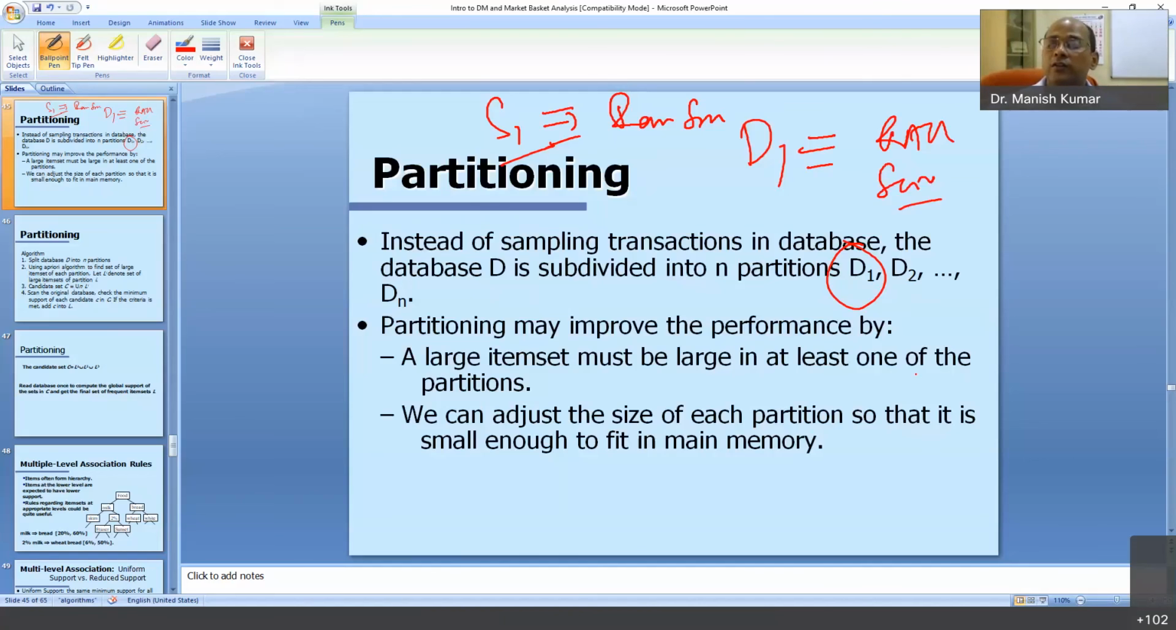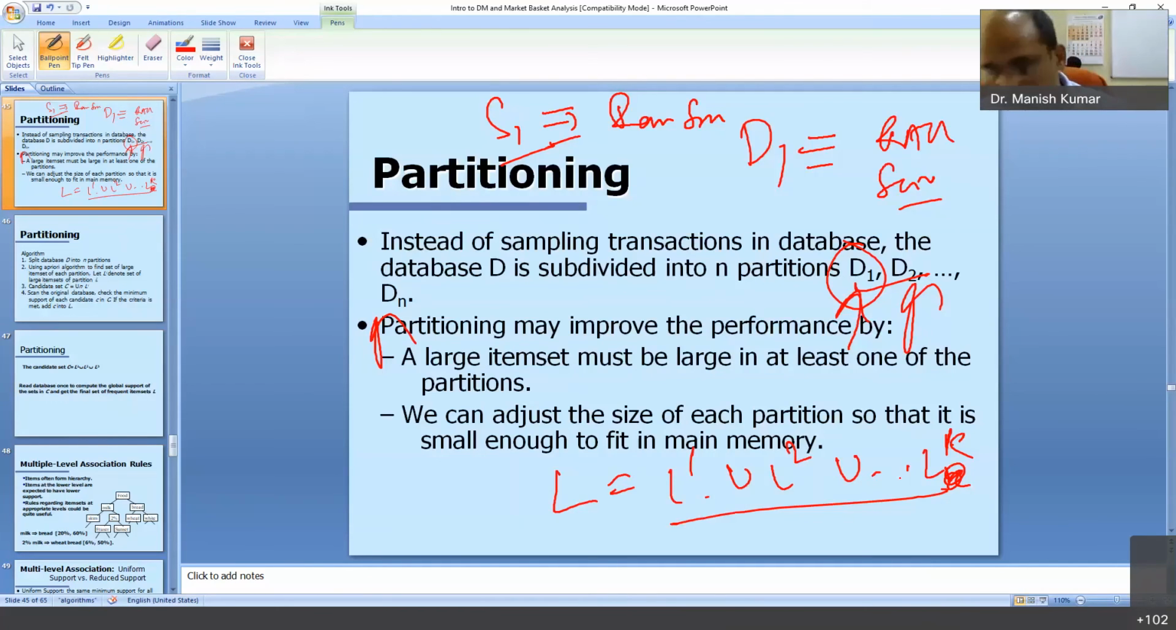With this partitioning also, we apply a priori in each partition, and then whatever large item sets you are getting, you take the union of, say, L1 union L2 union up to LK, and that will give you the large item sets for the entire data set, and then you can check with the confidence. Okay, so that is what we have.